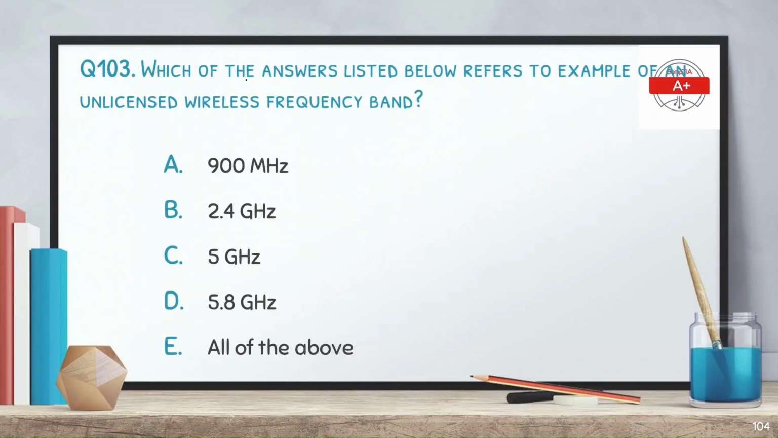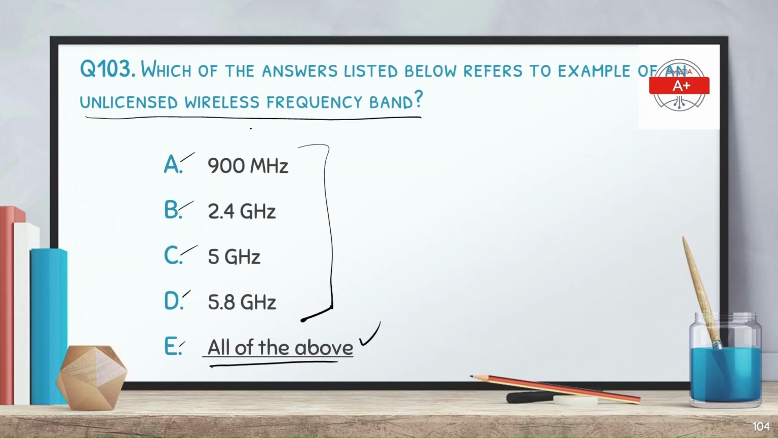Question number 103: which of the answers listed below refer to an example of an unlicensed wireless frequency band? Options are A, 900 megahertz; B, 2.4 gigahertz; C, 5 gigahertz; D, 5.8 gigahertz; and E, all of the above. And the correct option is all of the above. So these are all unlicensed wireless frequency bands.